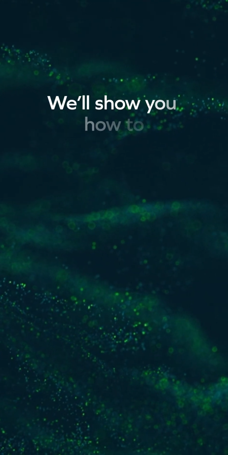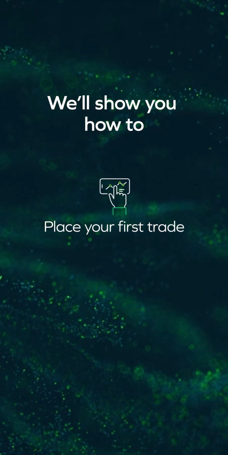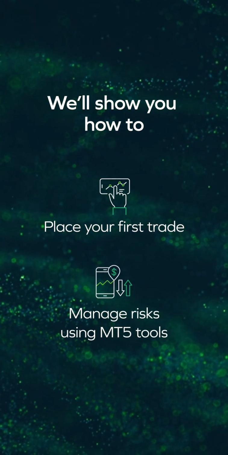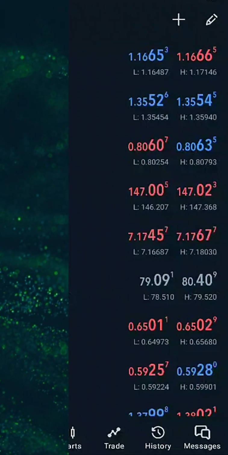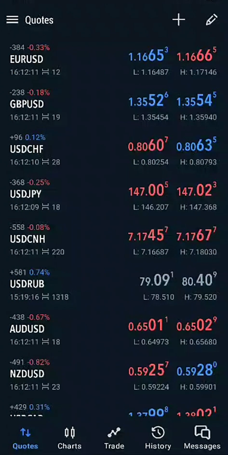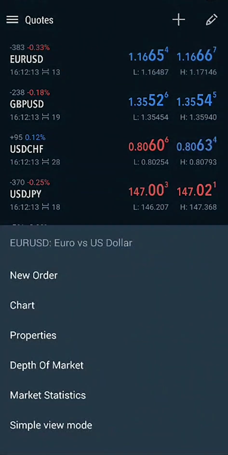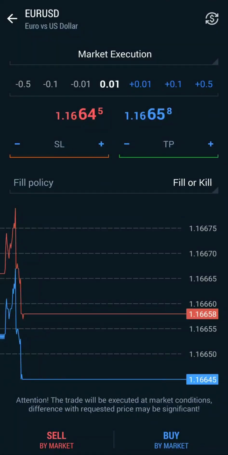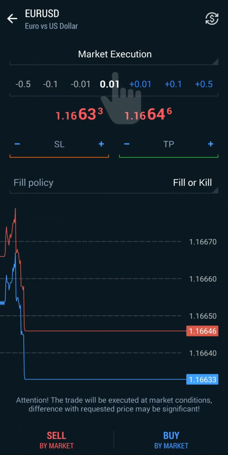In this video, you'll learn how to place your first trade and how to manage your risk using stop loss and take profit levels. Let's start by selecting a symbol from your quote screen. Tap on any instrument, then select New Order. This opens the order panel where you can choose between a market order or a pending order. Let's begin with a market order.